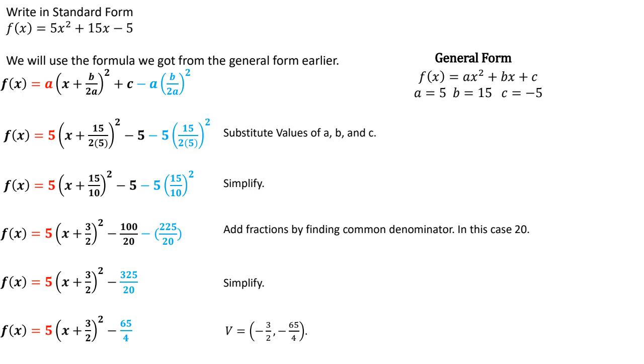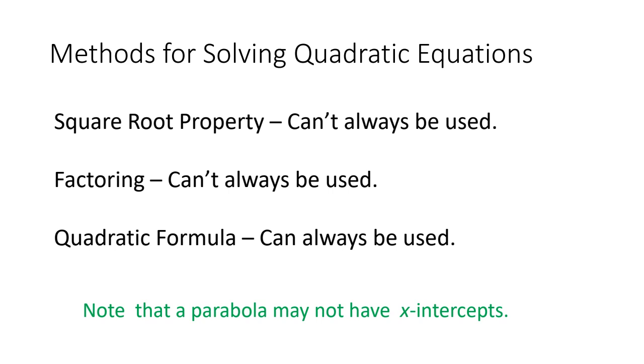All right, so methods for solving quadratic functions. There's several methods that you can use. You can use what's called your square root property. You can also factor the trinomial, or you can use what's called the quadratic formula. Now, when using the quadratic formula, this method will always work to find the solutions.